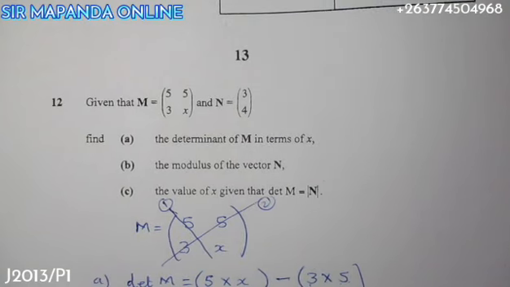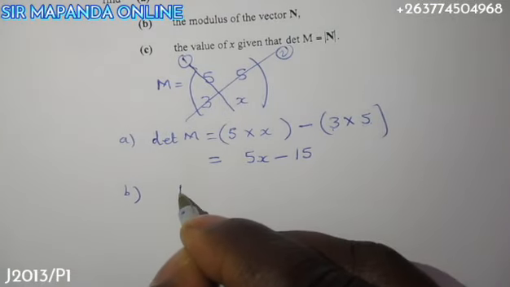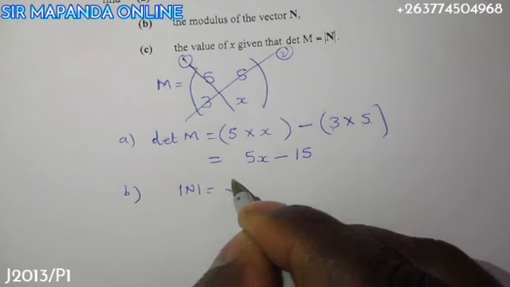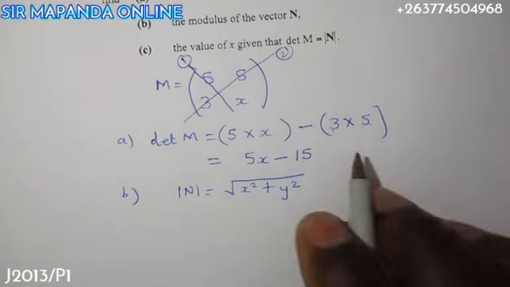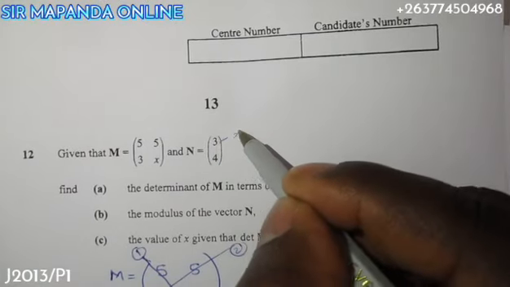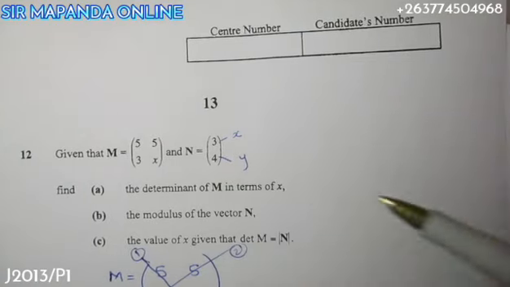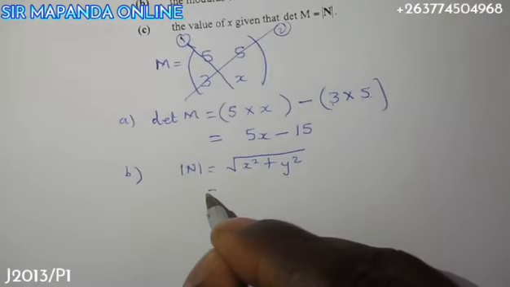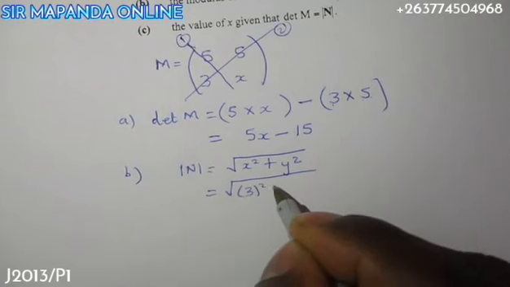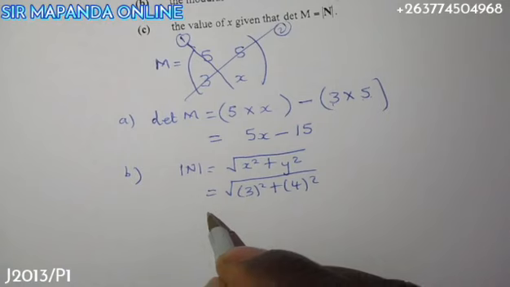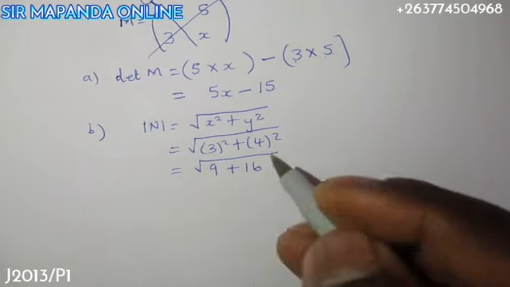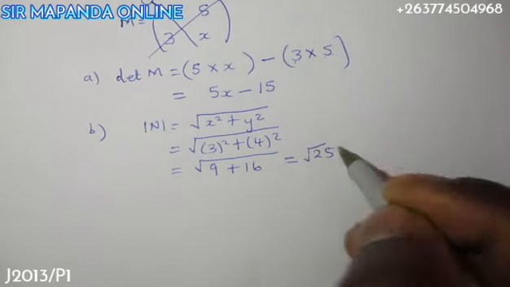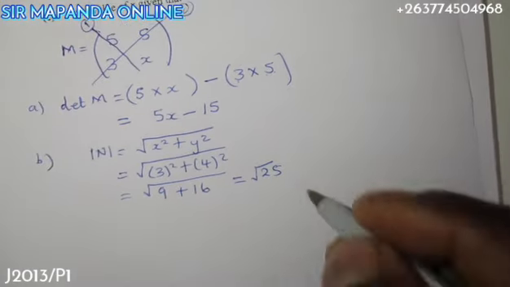Part B reads, find the modulus of vector N, right? The modulus of vector N is found by the formula square root of x squared plus y squared. x is the number above, in this case 3, and y is the number below, which is 4. So you say square root of 3 squared plus 4 squared. 3 squared is 9, 4 squared is 16. 9 plus 16, you get 25. I hope you are following. So what is square root of 25?